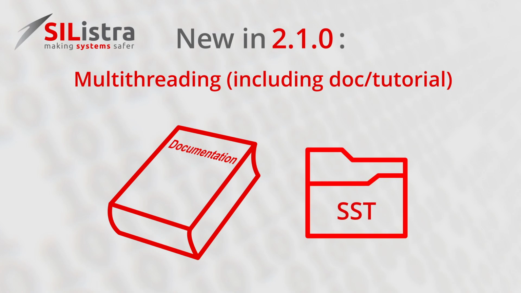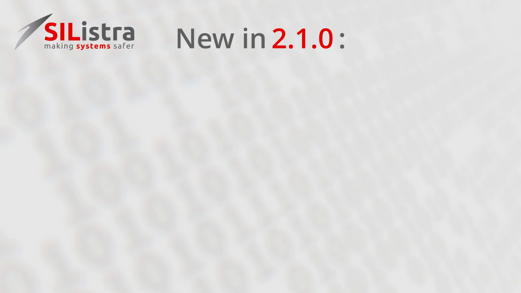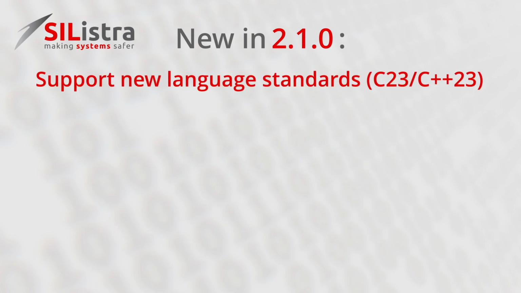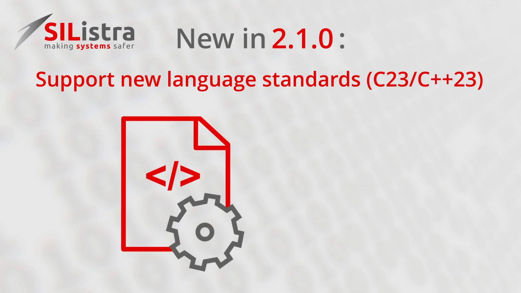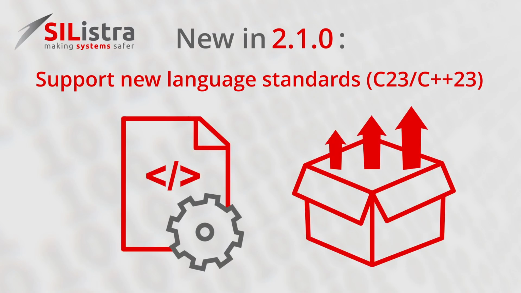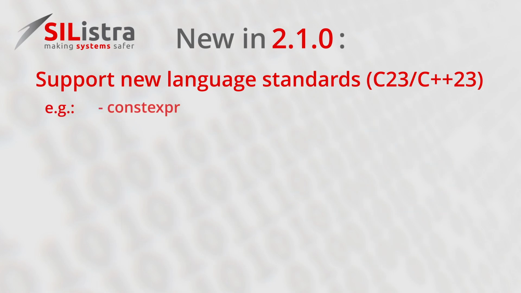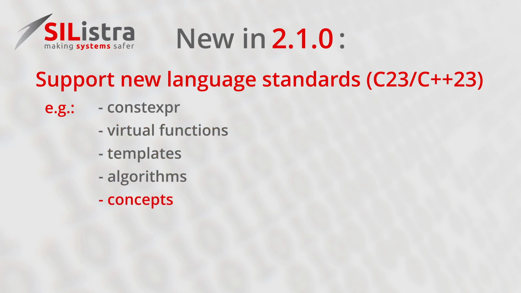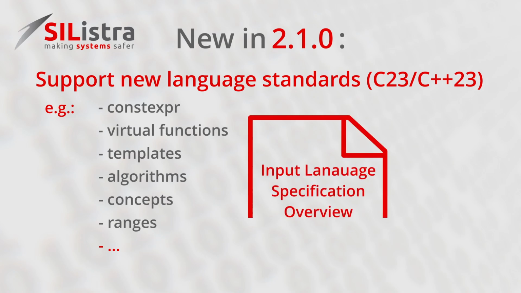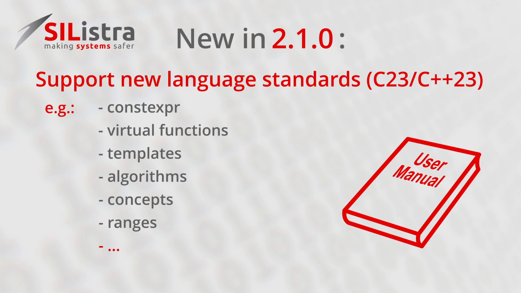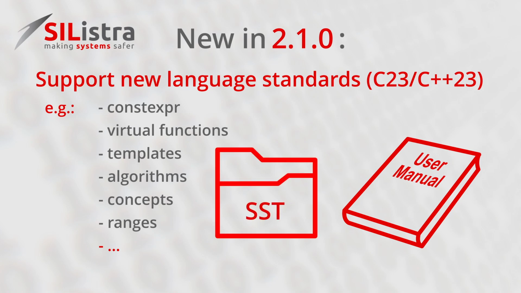Additionally, you can now use the newest programming language features of C23 and C++23, helping you to simplify or improve your code and make it even safer. This includes most of the language standard features like constexpr, virtual functions, templates, algorithms, concepts, ranges, and many more. For more details and restrictions, please refer to the chapter Input Language Specification Overview, which is part of the user manual and can be found in your SIListra Safety Transformer installation.